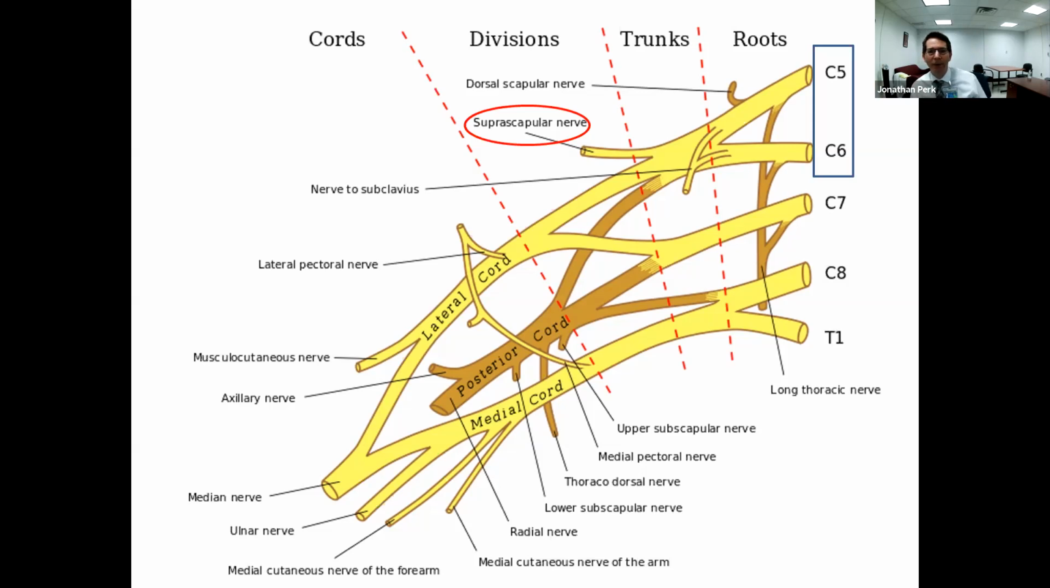And the nerve that is responsible for that is the suprascapular nerve, okay? Suprascapular nerve. And that nerve comes from the upper trunk. This is very, very important because, as I told you, this area is susceptible to pressure.